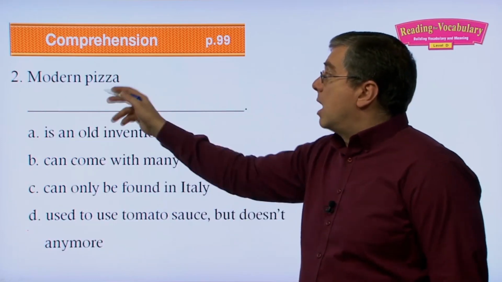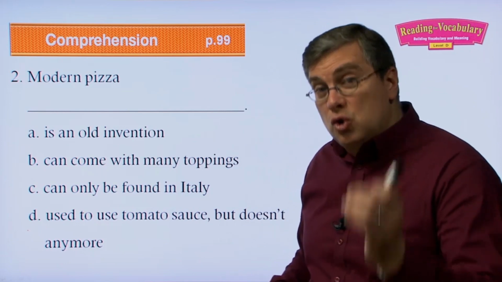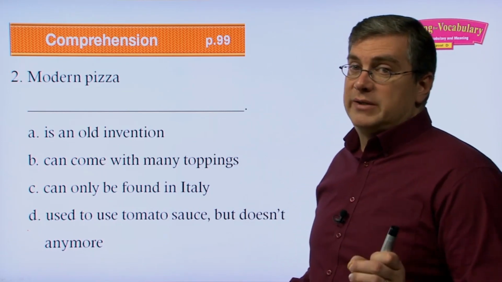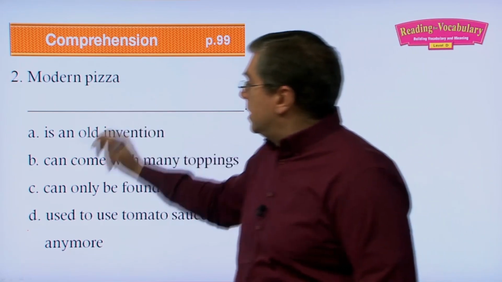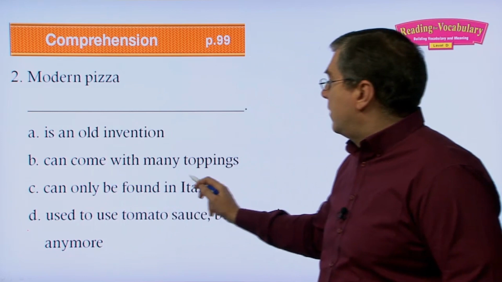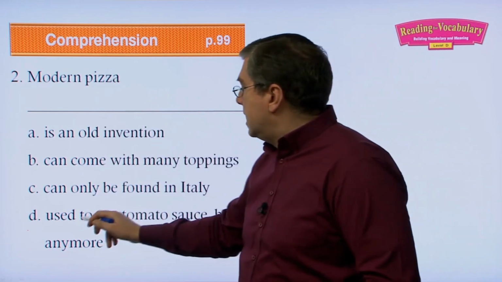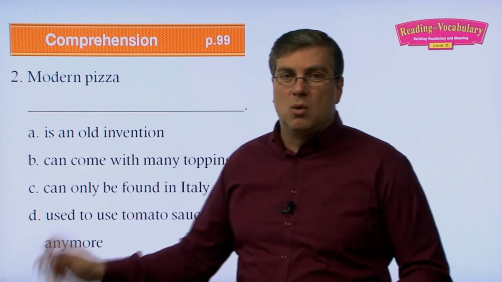Next, modern pizza. So we have 4 choices. Which statement is true about modern pizza? Modern pizza what? A, is an old invention. B, can come with many toppings. C, can only be found in Italy. D, used to use tomato sauce, but doesn't anymore.